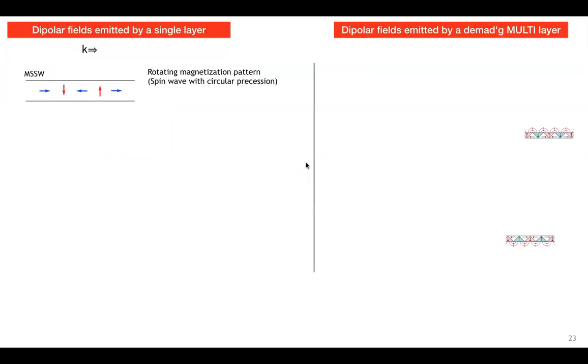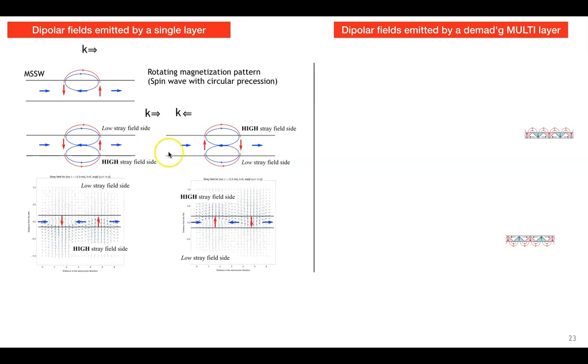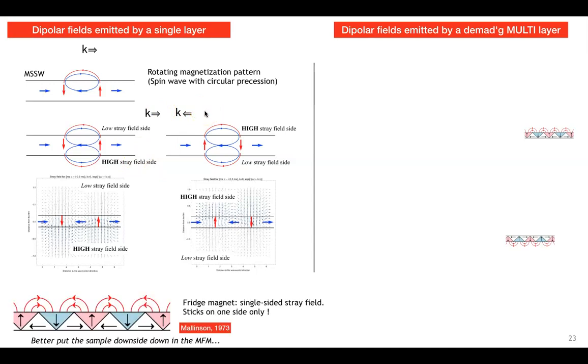So before examining a multilayer, we come back to the single layer case. Imagine you still have a wave vector propagating to the right in a Damon-Eshbach configuration with dynamic magnetizations of the spin wave drawn as these red and blue arrows. You remember that the stray field above and the stray field below are different. You have a high stray field side and a low stray field side, and these sides are swapped when you change the sign of the wave vector, like a fridge magnet, once again.